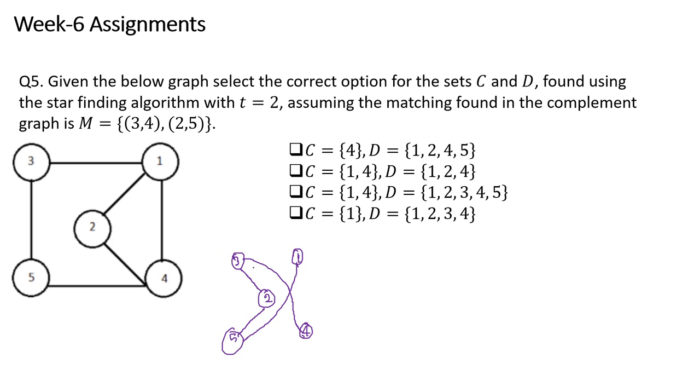So 3 to 2, 3 to 4, 5 to 2, 5 to 1, 4 to 3, 1 to 5. So this will be the complement graph. If this is G, then this is G prime. Now in the complement graph the matching is 3, 4 and 2, 5.